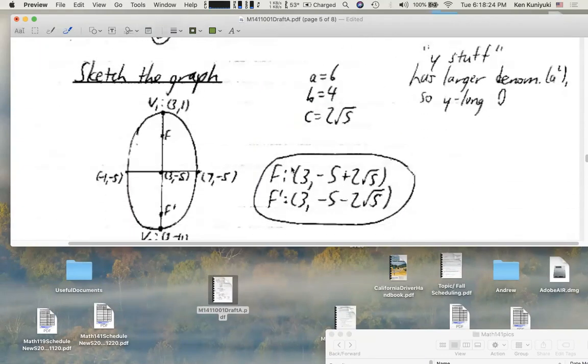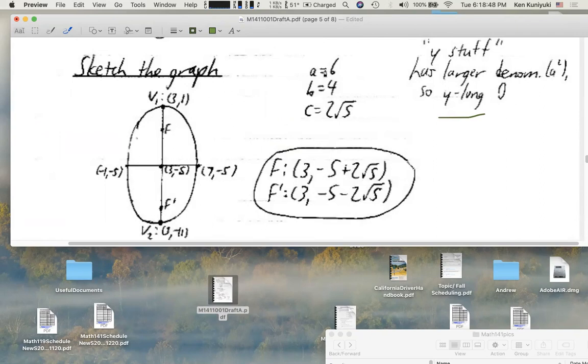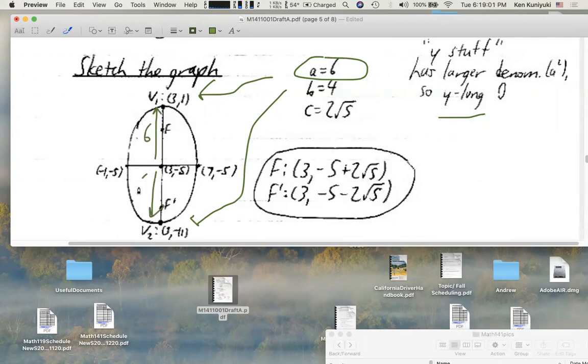Now, from the center, how do we get the vertices? Well, it's a y long ellipse, so the vertices lie above and below the center. The major axis is vertical and contains these 5 key points: the center, the 2 foci, and the vertices. The center is at 3, -5. The vertices are 6 units away. A equals 6. That means that from the center we walk up 6 units to get one vertex. We walk down 6 units to get the other vertex.